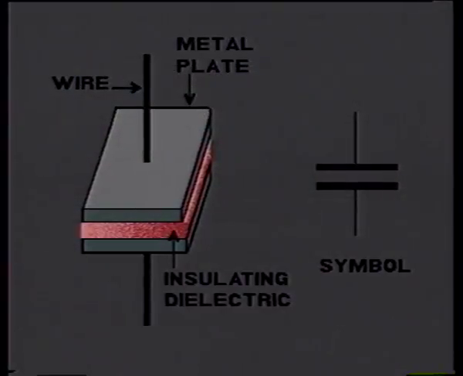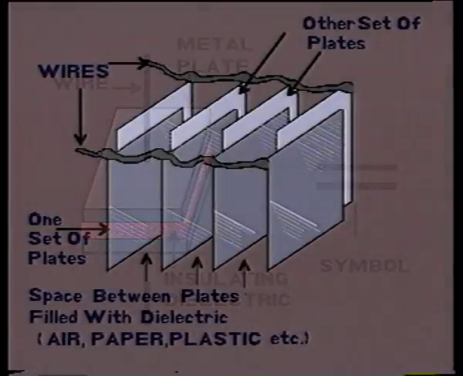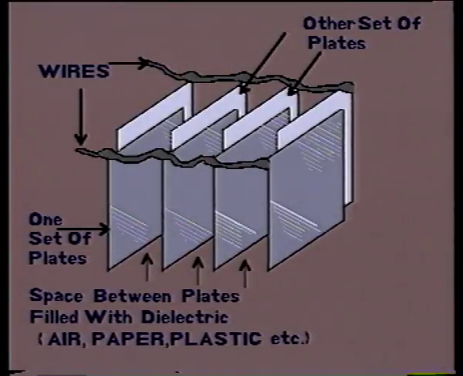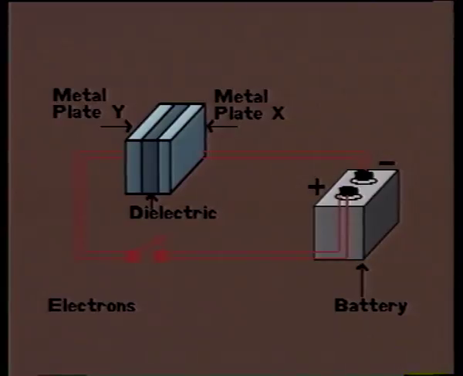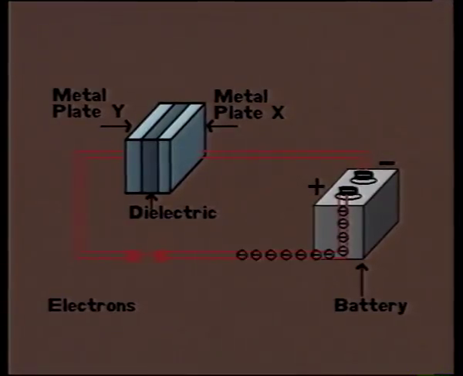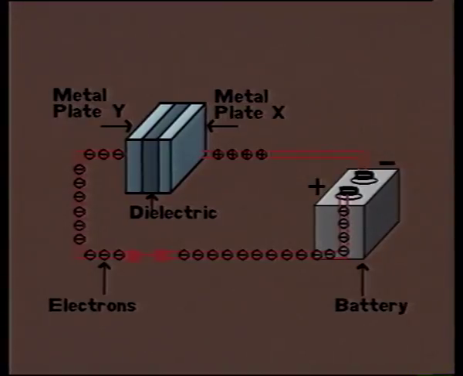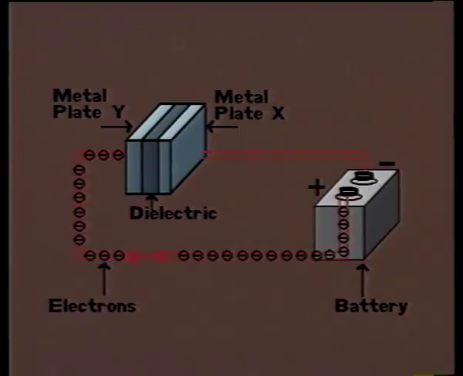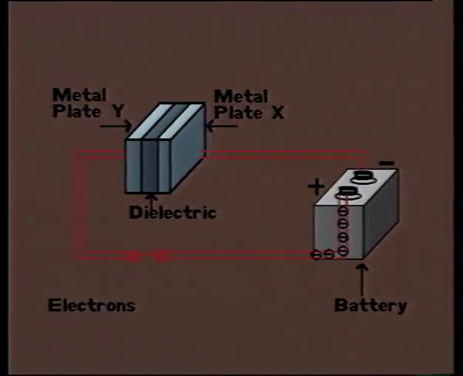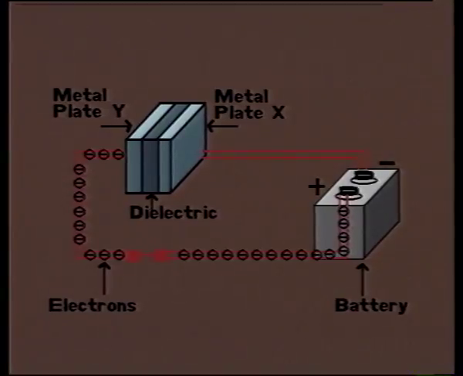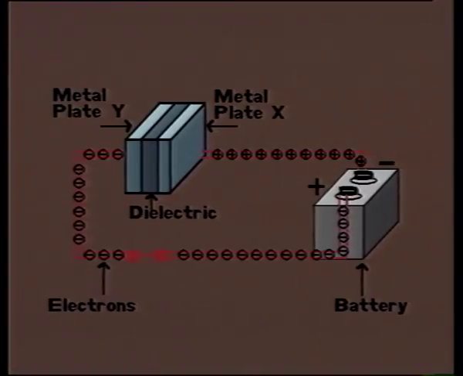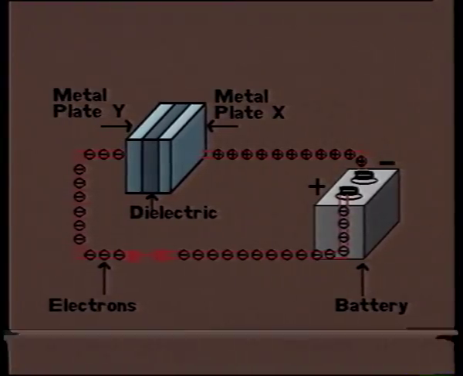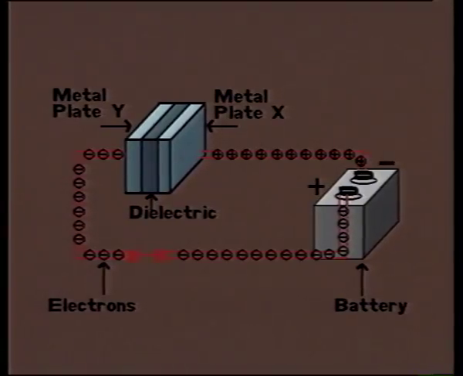A capacitor consists of two metal plates separated by an insulator called the dielectric. When a capacitor is connected to a battery, the positive of the battery attracts electrons from plate Y, and the negative repels electrons to plate X. A positive charge builds up on Y, and a negative charge builds up on X. Charging stops when the potential difference between Y and X equals the EMF of the battery.